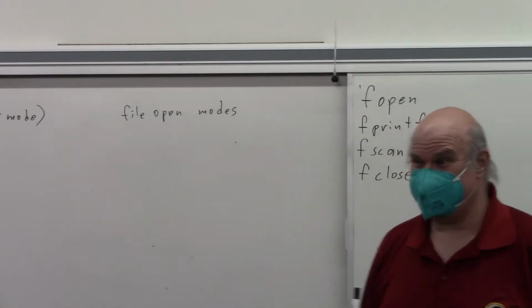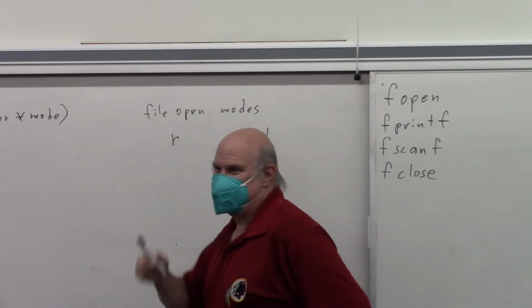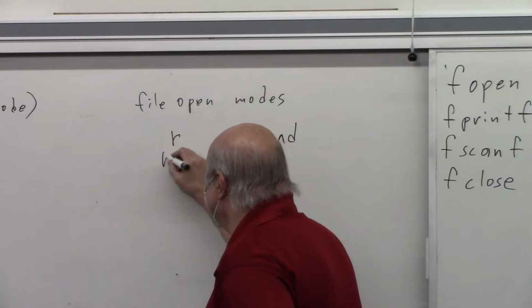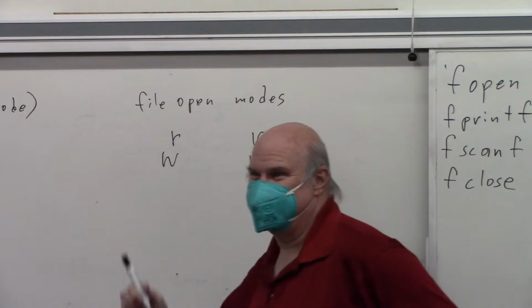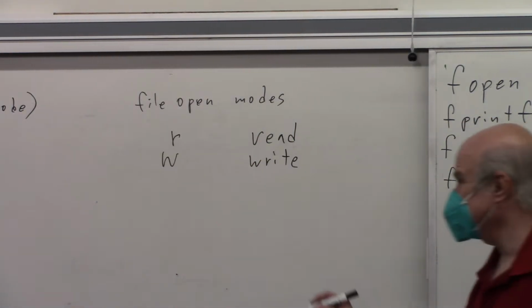Pick one. All right. R for reading. That was so easy, pick another one. W for writing. Not original at all, but that is the next logical one. Next person. A for append. Oh, hey, look at that.